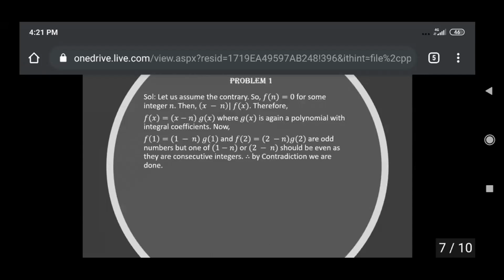So have you understood how to solve a problem like this? Now we'll see problem number 2, then we'll discuss its solution, then we'll see problem number 3, and then discuss its solution. We'll move on like this. So I will move back.